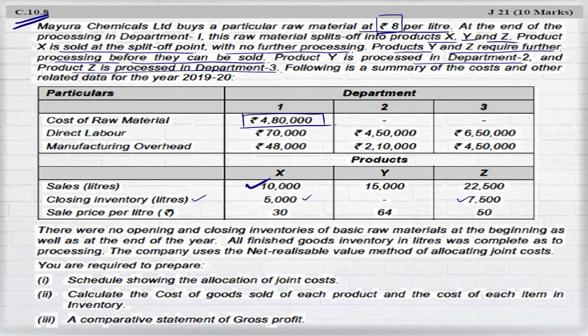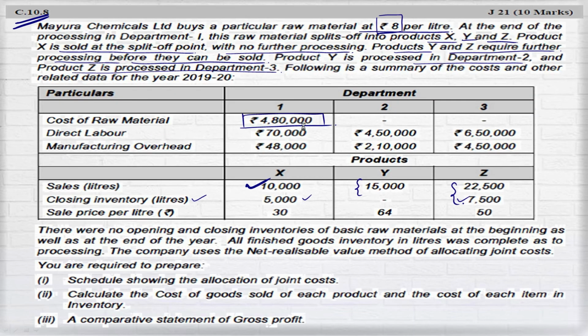15,000. Why 15,000? 10,000 we have sold and 5,000 is still finished goods lying in our godown. So in total we have manufactured 15,000 of product X, product Y 15,000 and product Z 30,000. Can you verify? 30, 15 and 15. So there is no process loss, right?